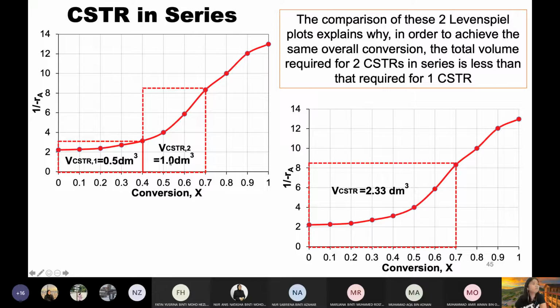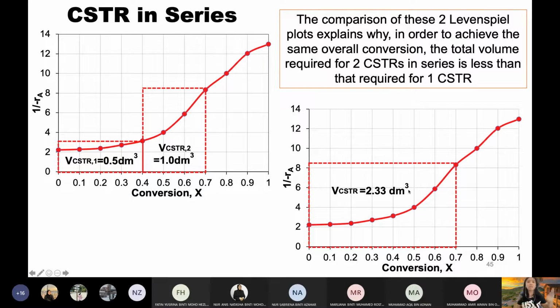Volume kedua yang kamu kira yang 1 dm cube is the area of the second part of the conversion, which is from 0.4 to 0.7. Luas segi 4 ni adalah bersamaan dengan 1 dm cube. So kalau kamu perasan, technically, if the reactor in series, if I total the volume, it is just 0.5 plus 1, 1.5. Kalau saya guna dua reaktor berseries, jumlah total volume dia hanya 1.5 dm cube. In comparison, kalau saya guna one single CSTR untuk mencapai conversion yang sama, volume dia adalah 2.33.